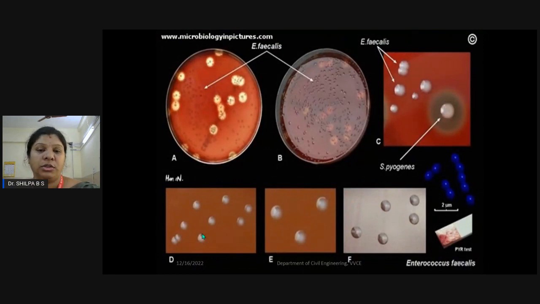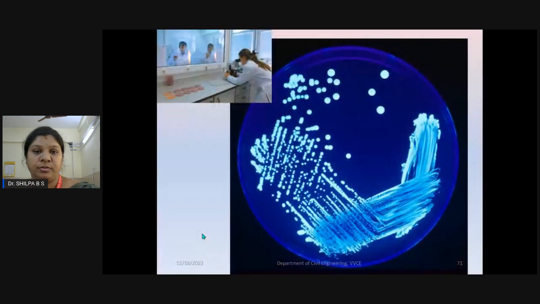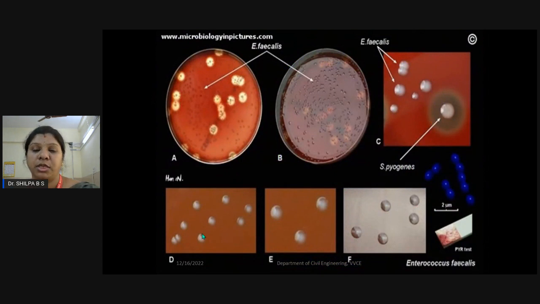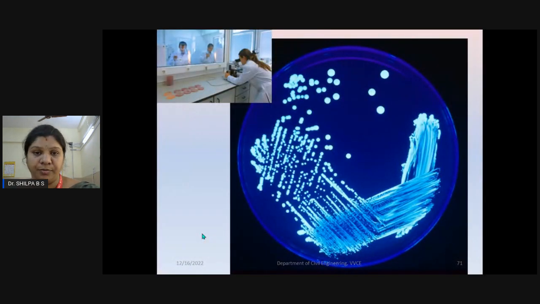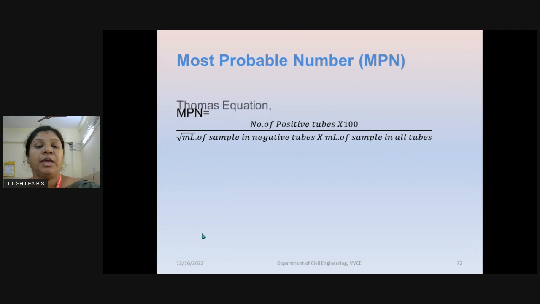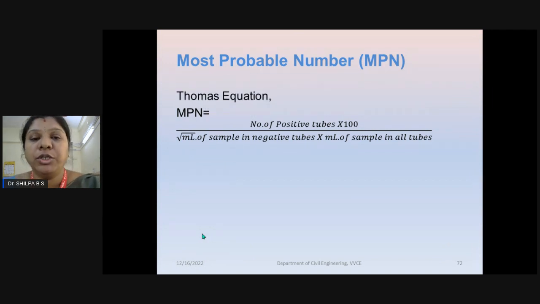Okay, this is how the colonies will form over the EMB agar. While adding the sample over this EMB agar, we can follow either the pour plate method or the streak plate method. We can calculate the most probable number using the Thomas equation. If we don't have the MPN table, then using this Thomas equation, we can calculate using the number of positive tubes and the number of negative tubes.